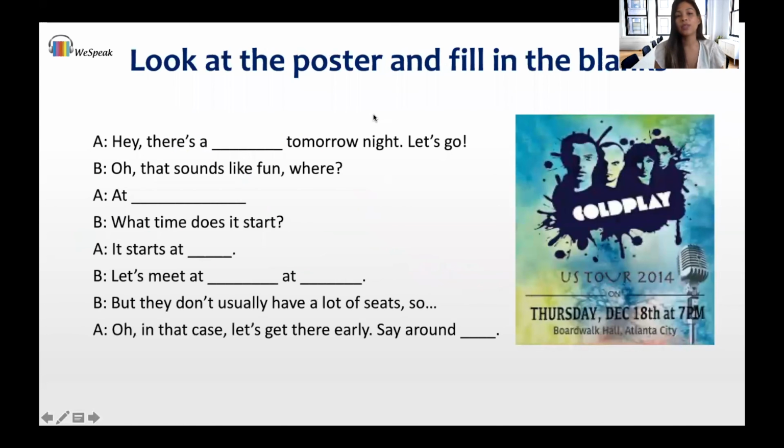Now let's see these expressions in a conversation. Hey, there's a concert tomorrow night. Let's go. Oh, that sounds like fun. Where? At Boardwalk Hall. What time does it start? It starts at 7. Let's meet at Starbucks at 6:15. They don't usually have a lot of seats, so in that case, let's get there early. Say around 5:30.